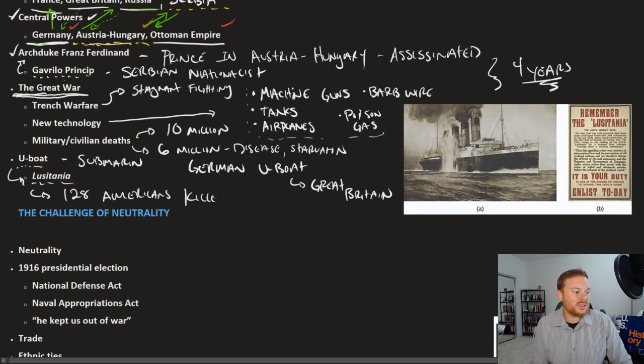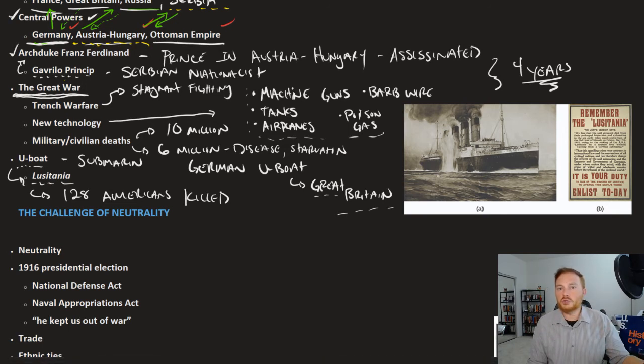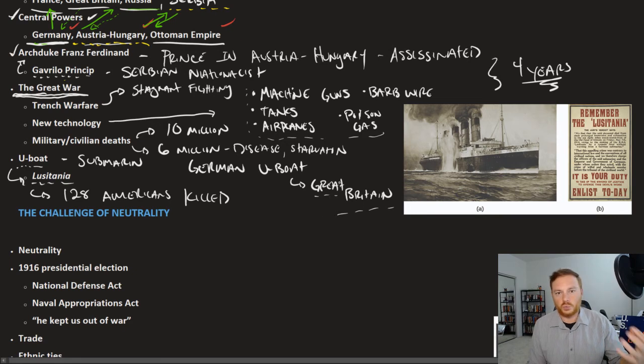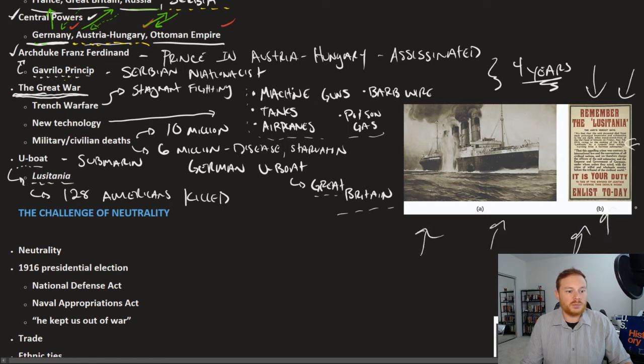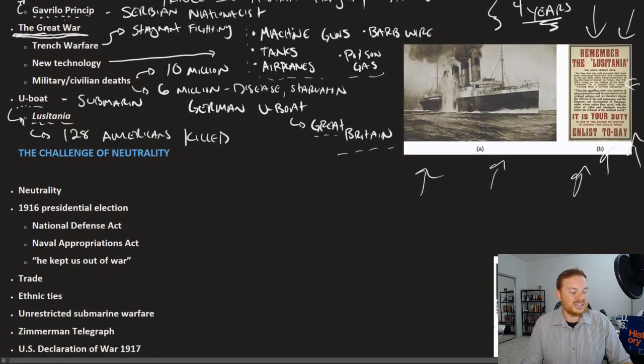And it's when Americans are getting killed on ships going to Great Britain by submarines that's really what the United States objects to. And so when this German U-boat sinks the Lusitania, which is a British ship, but kills 128 Americans that were on board, that's when Americans really become angry with Germany. Here you can see a picture of the Lusitania and a propaganda poster saying, "Remember the Lusitania, enlist today."